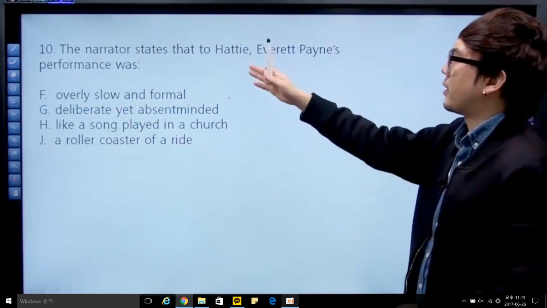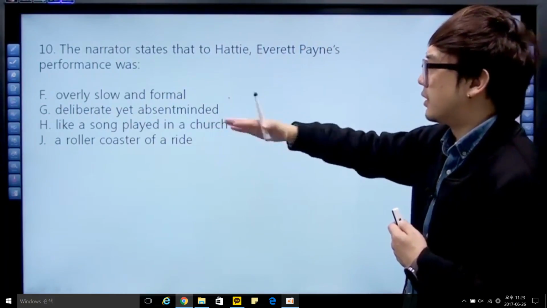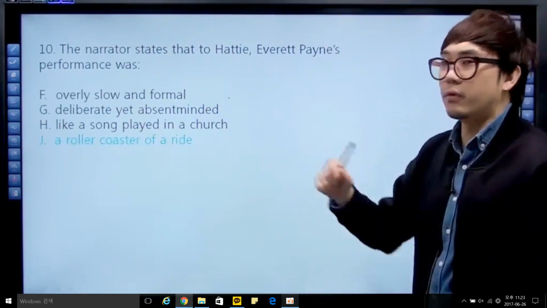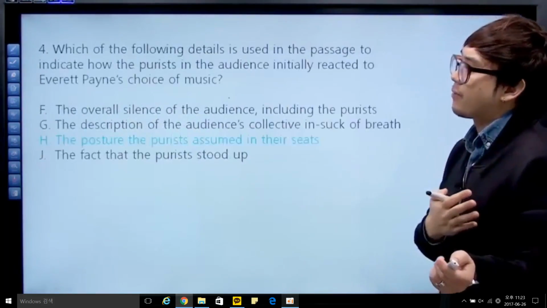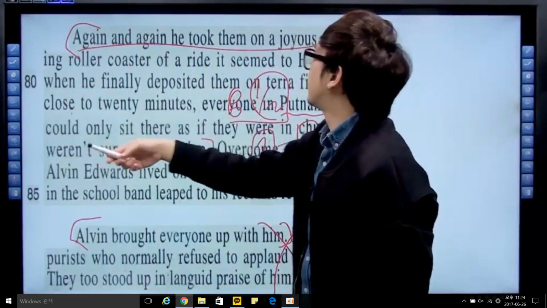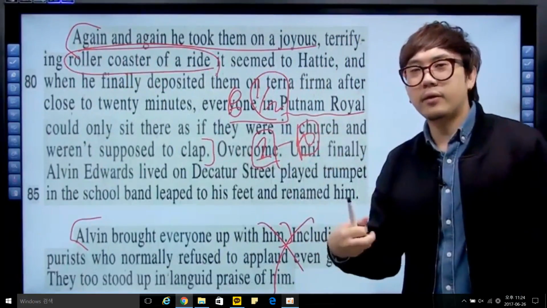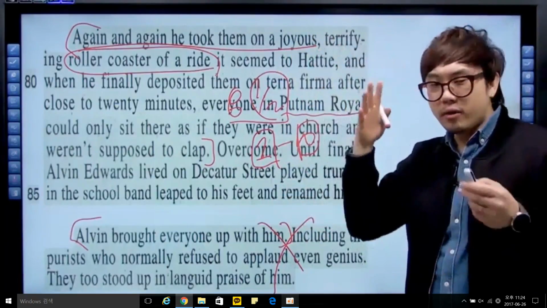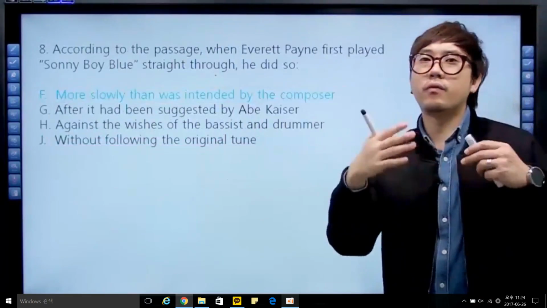The narrator states that to Haiti, Edward Payne's performance was what? Was it overly slow and formal, deliberate yet absent-minded, like a song played in a church, or a roller coaster of a ride? Definitely the answer is the roller coaster of a ride, because, of course, it says, I don't know if you remember this, but we read that, right? We read that part where it says he was taking them again and again. He took them on a joyous, terrifying roller coaster of a ride. That's what the narrator is comparing his music to. You see how all the information for the questions that we were asked is found within whatever we've read, right?